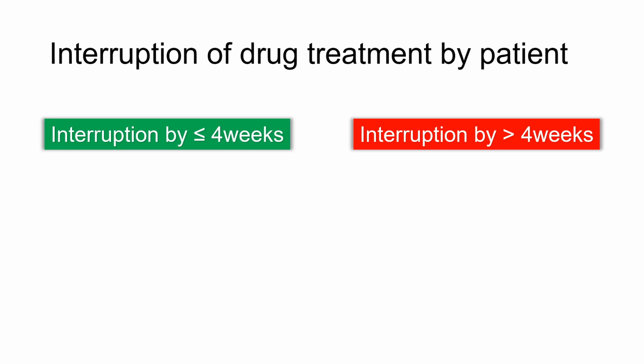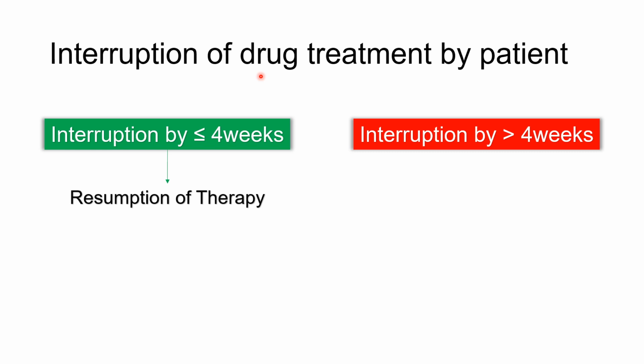So in that scenario, what do we do usually? We see how long the drug has been interrupted. If the interruption has been up to 4 weeks, that means less than or equal to 4 weeks, we assume that the interruption was very brief, we do nothing, we just resume the therapy. That means we have to give a total of 2 HRZE plus 4 HRE, that is 6 months of antitubercular therapy.